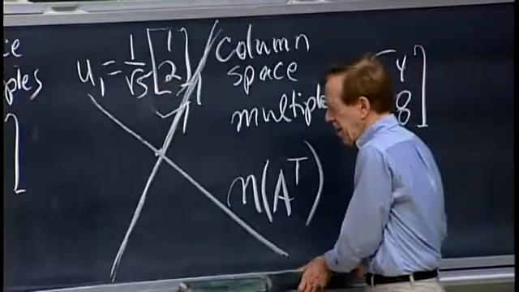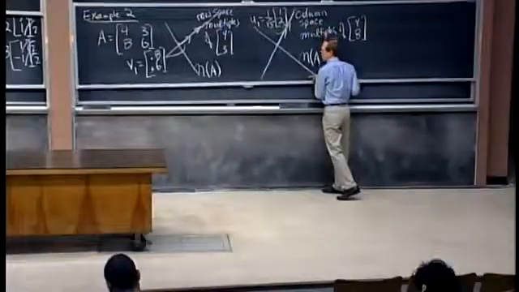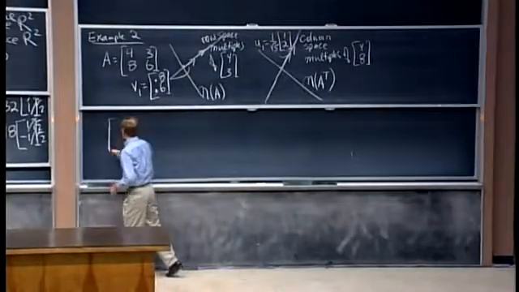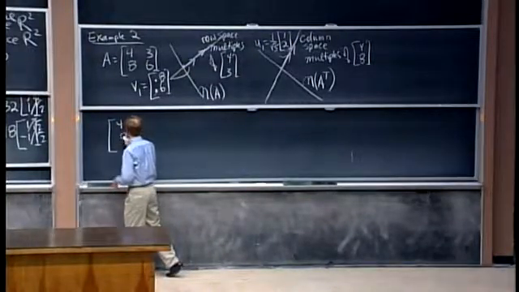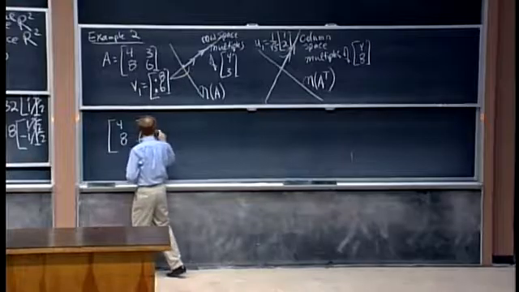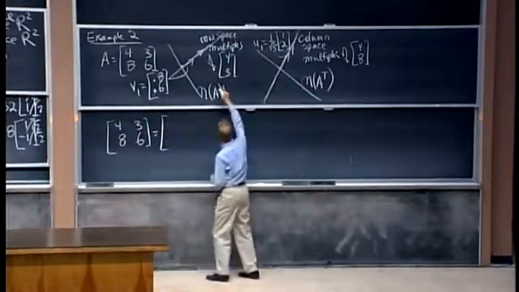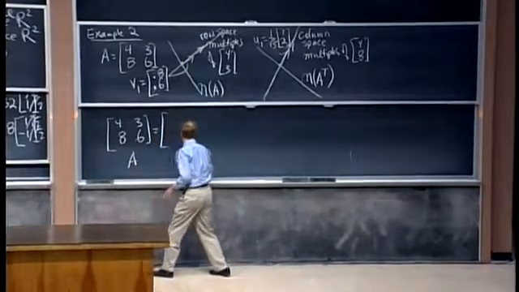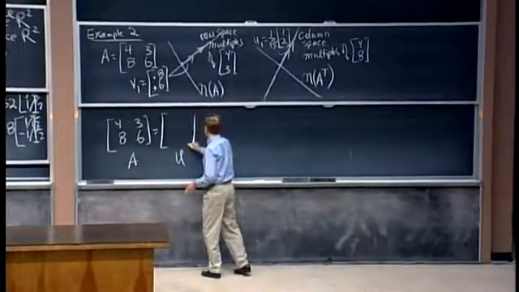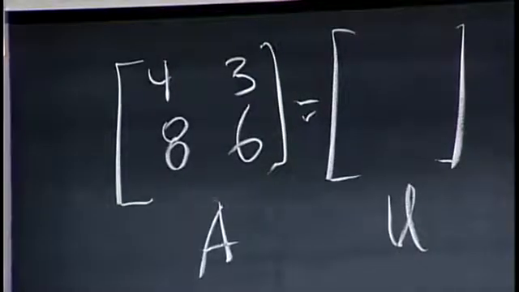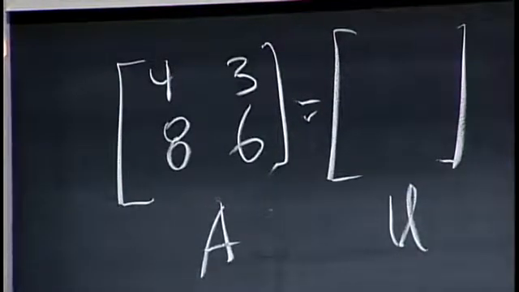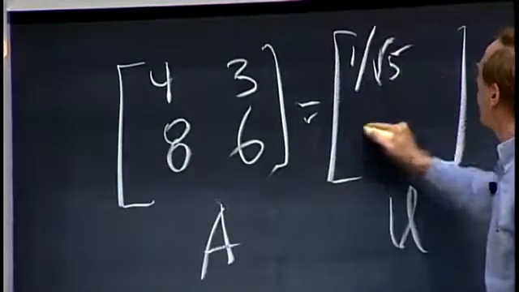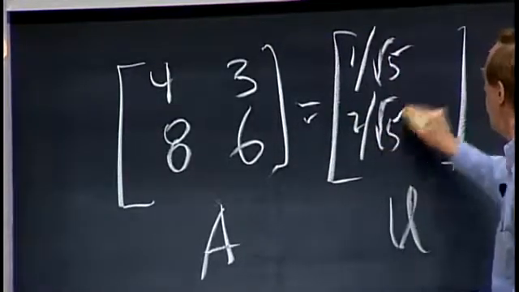Let me complete the singular value decomposition for this matrix. So this matrix, 4, 3, 8, 6, is A, and I want to get U, the basis in the column space, and it has to start with this guy: 1 over square root of 5, 2 over square root of 5.